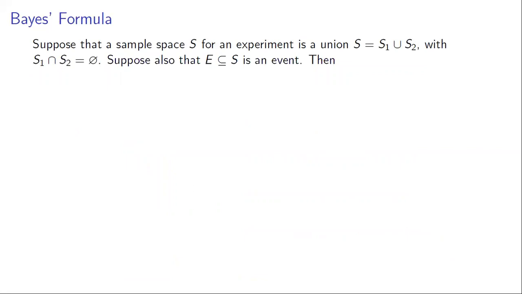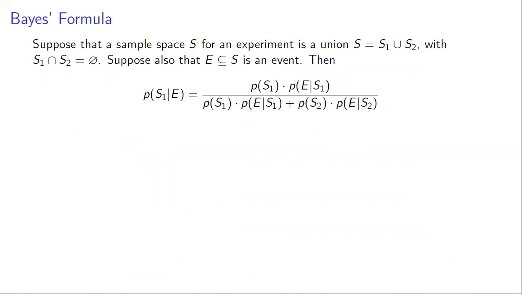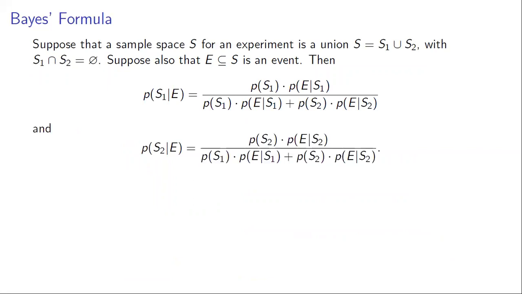Also suppose that E, which is a subset of S, is an event. Then Bayes' formula says the probability of S1 given E is equal to this. And probability of S2 given E is just the same formula, just with S2, is this. So the only difference is in the numerator.